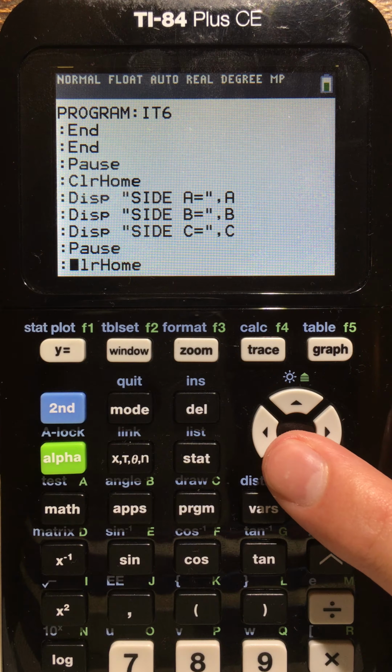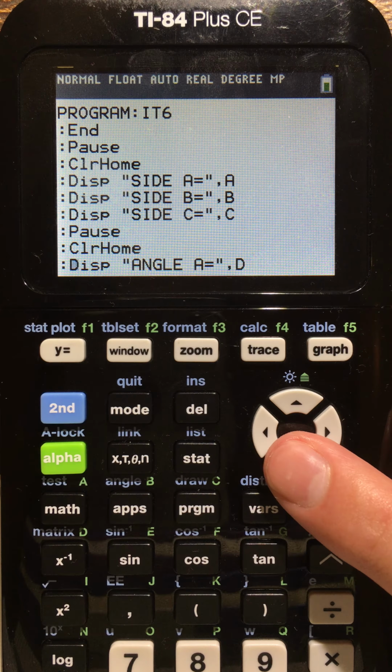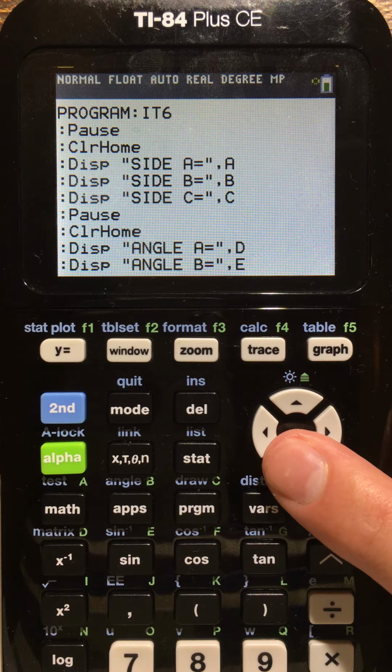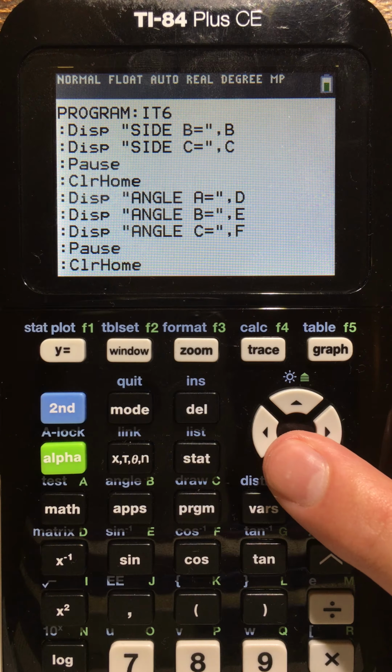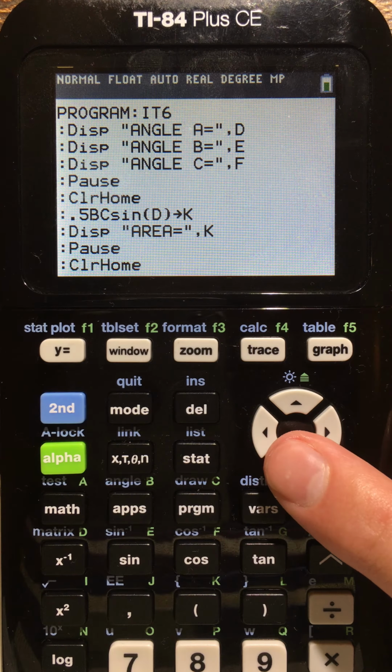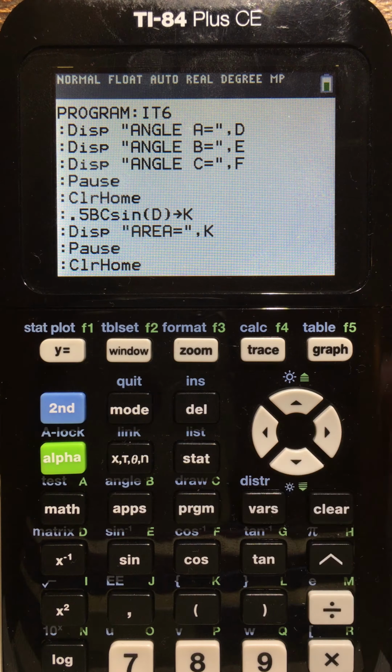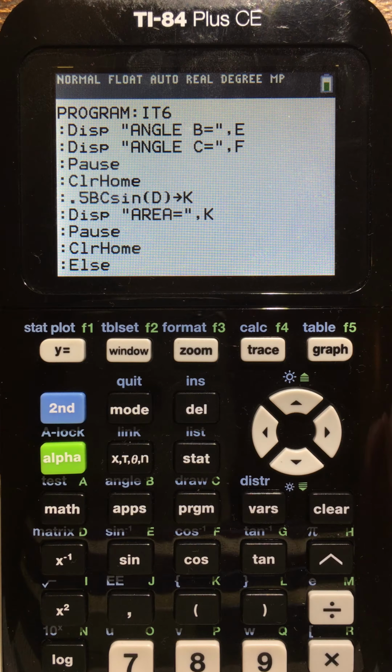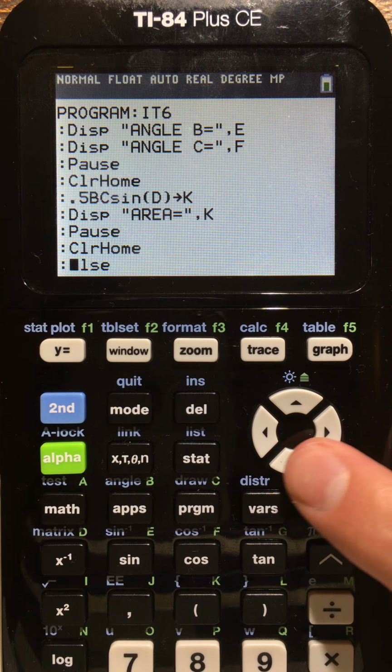So here the calculator displays the three sides that were entered, the three angles for which it solved, and in order to find the area, we use the formula 0.5 bc sine D, which represents angle A, and that is equal to the area of the triangle. After solving for the area, it is displayed, and that completes all the information about the triangle, which is now completely solved.